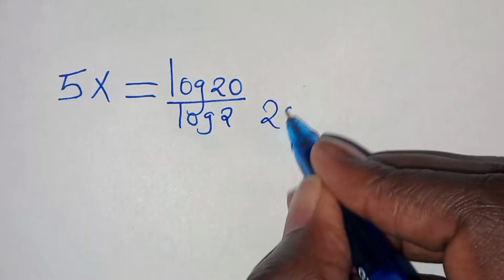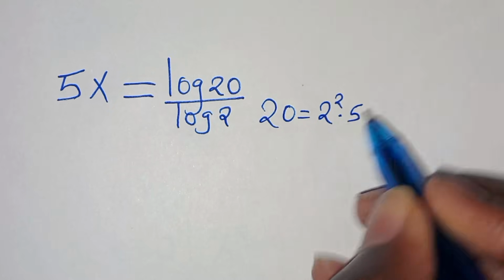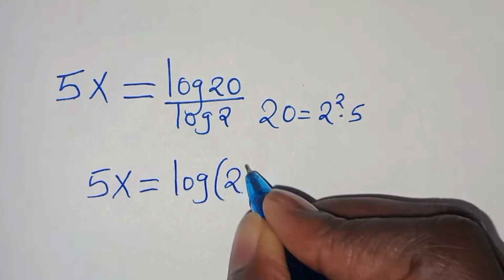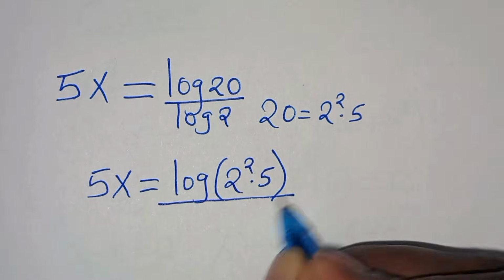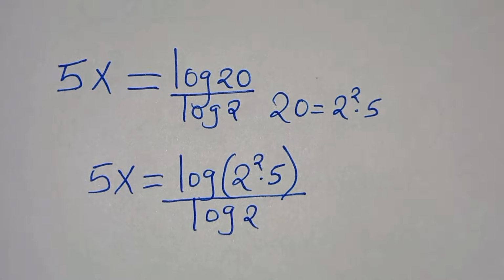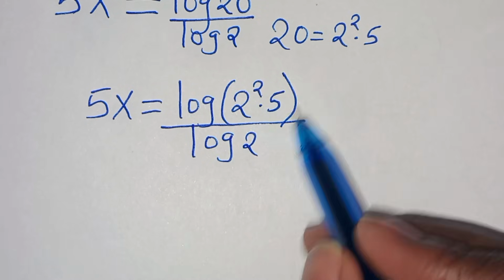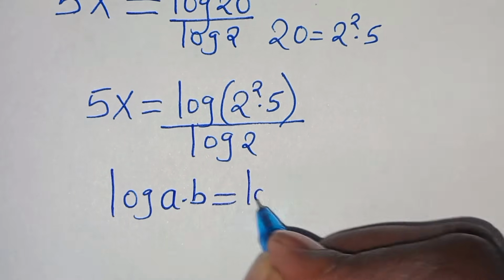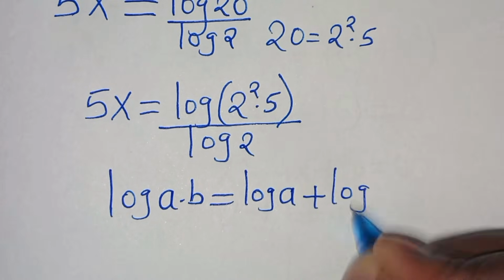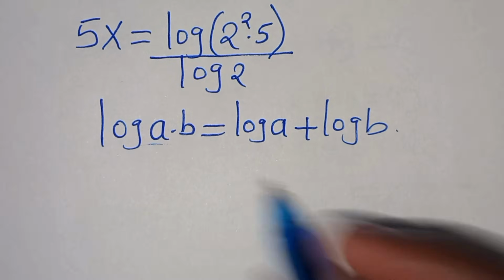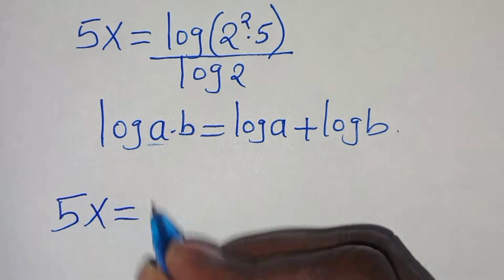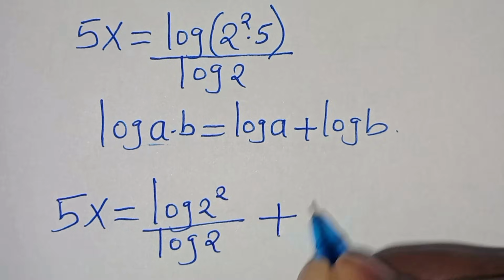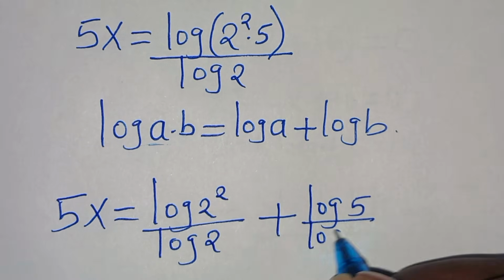Now we can express 20 as 2 to the power of 2 times 5. So let's substitute this. So 5x is equal to log of 2 to the power of 2 multiplied by 5, everything divided by log 2. Log of 2 to the power of 2 times 5 is in the form of log a times b, which we can express as log a plus log b. Now applying this logarithm property, we have 5x equal to log 2 to the power of 2 divided by log 2, plus log 5 divided by log 2.